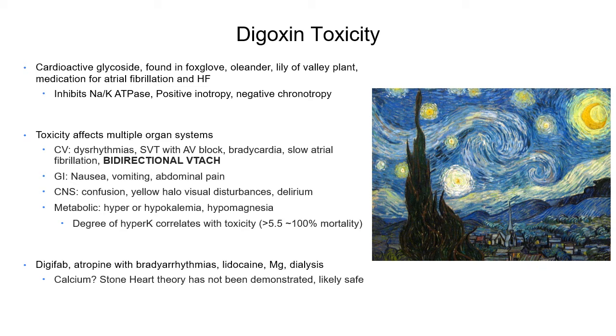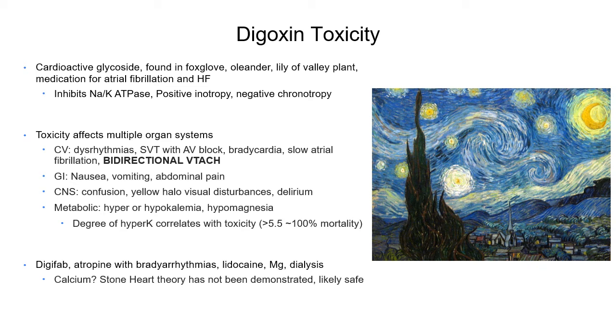Digoxin toxicity affects multiple organ systems. With the cardiovascular system, it causes dysrhythmias: you get SVT with an AV block, bradycardia, slow atrial fibrillation, or bidirectional VTach. That was what that EKG showed, bidirectional VTach. We'll go back to the EKG just to show you in a second. Other effects on organ systems: many patients come in very nauseous, vomiting, with abdominal pain.